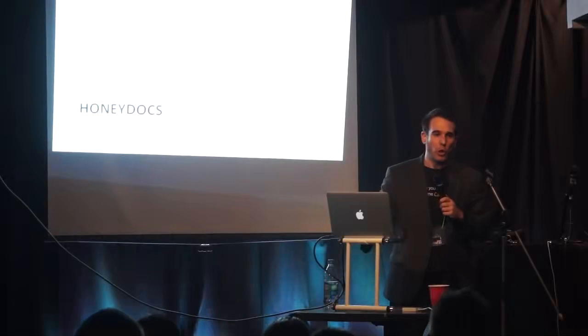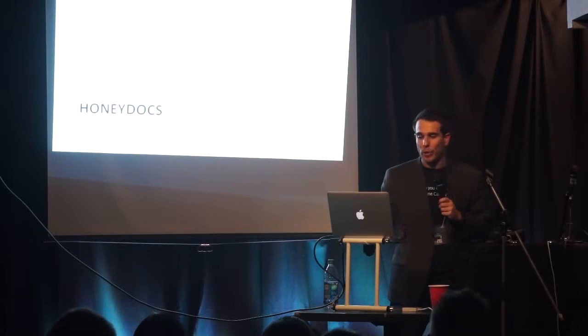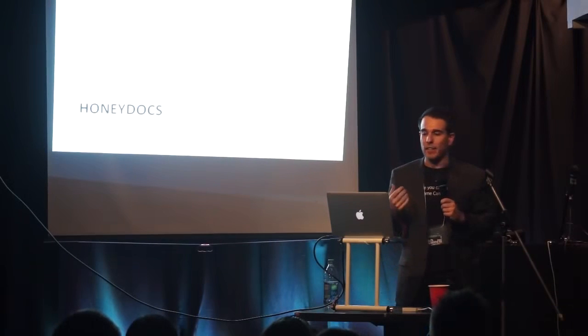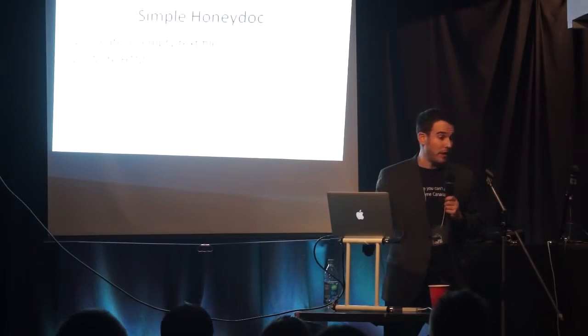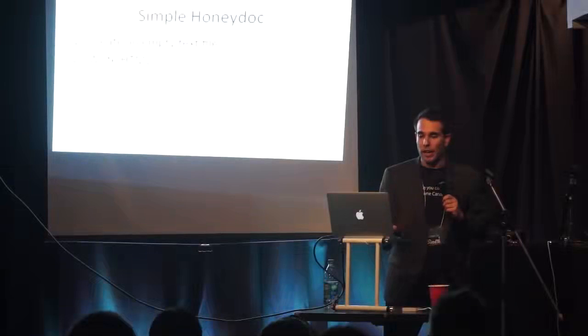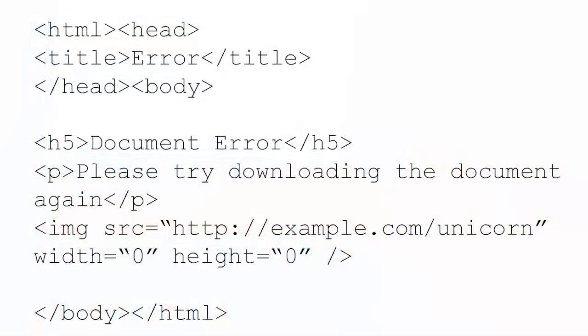I have enough time. So I'm going to show you quickly how to create a very basic honey document. This technique I'm going to show you, I tested it on Windows, on Mac, and on Linux. It works on every system, and it's great. And it's very simple, too. All you have to do is start with an empty text file. And what we're going to do is write a little bit of HTML inside, really just about 6 lines of code. There are really 2 components here.